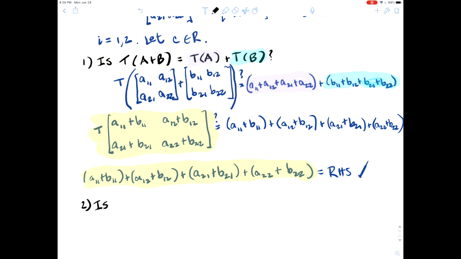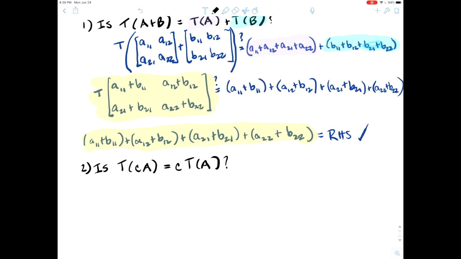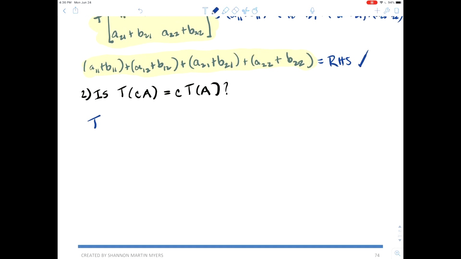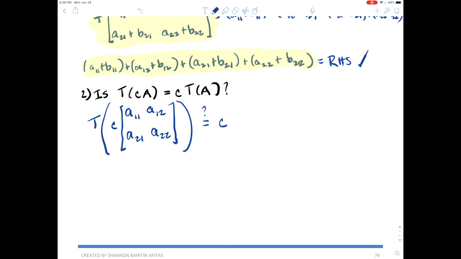And the second part, we have to think: is T of our constant times the matrix A equal to the constant times the transformation of A? Let's do it. So now I want our C times A. So I'll have C times our matrix A within that linear transformation. And I want to find out, is that equal to C times our transformation of A?